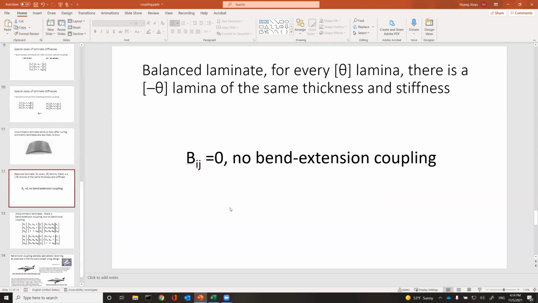Now, balanced laminate. What is balanced laminate? Balanced laminate is a laminate where for every theta lamina, there is a minus theta lamina of the same thickness and stiffness somewhere else. It doesn't matter whether you put it in a symmetric position or not. It's almost like the laminae come in theta, minus theta pairs. So that's a balanced laminate. For balanced laminate, you can prove that Bij is also 0. So there is no bend-extension coupling. Okay. So balanced laminates are also less likely to bow. Balanced. Okay.